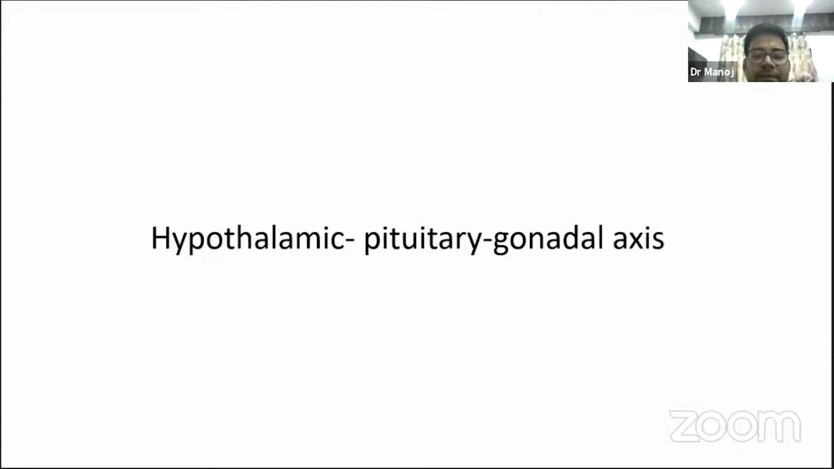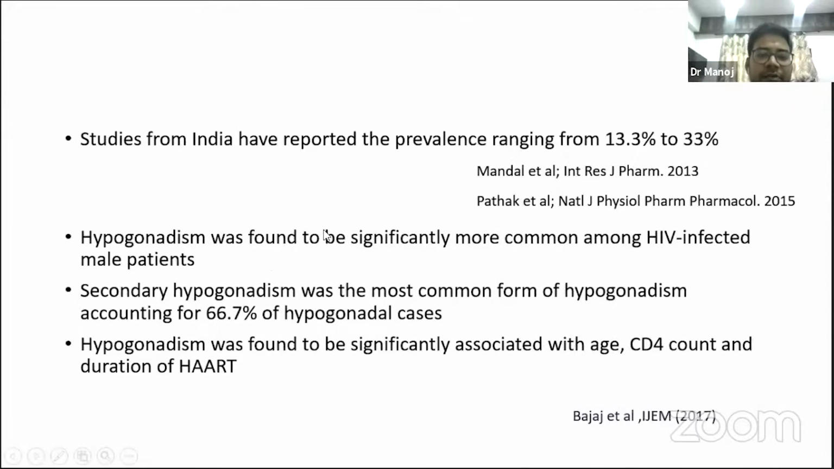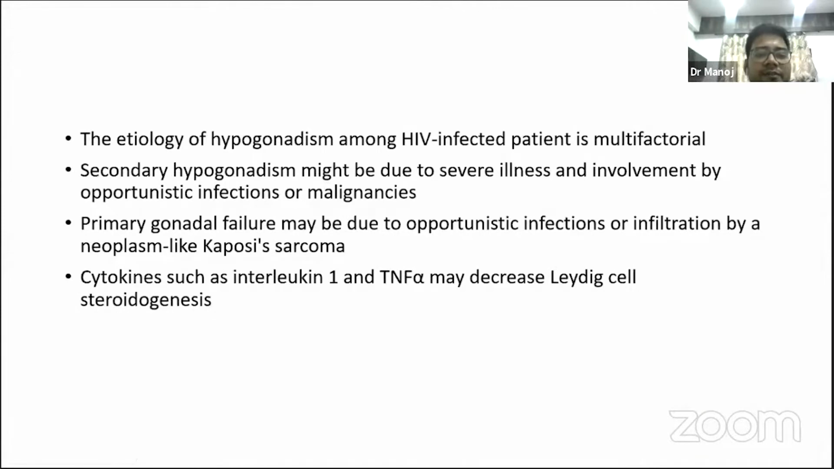Now, coming to the hypothalamic-pituitary-gonadal axis, the Indian studies have reported a prevalence ranging from 13 to 33% in patients with HIV, and it is commonly found in male patients with secondary hypogonadism. Secondary hypogonadism was the most common cause of hypogonadism, accounting for around 66% of the patients, and it is significantly associated with age, CD4 count, and the duration of ART. The etiology of hypogonadism is multifactorial, and secondary hypogonadism might be due to severe illness and involvement of opportunistic infection or malignancies. Primary gonadal failure is due to opportunistic infection or infiltration by neoplasm like Kaposi sarcoma, and various cytokines lead to a decrease in Leydig cell steroidogenesis.